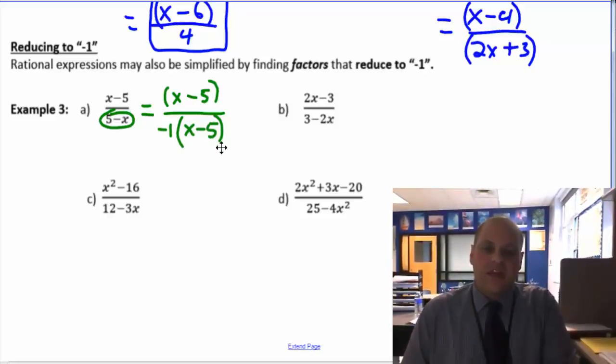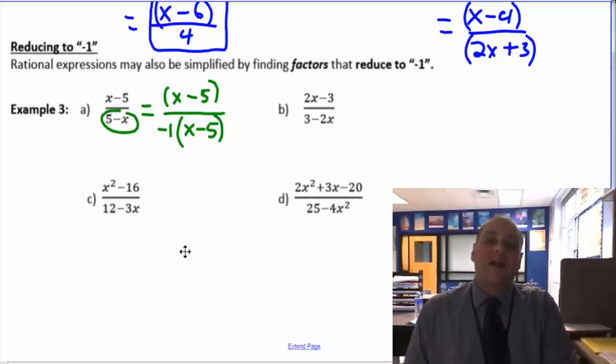Well, if I distribute that negative 1, it's negative 1 times x, which is negative x, which is what I have here. And then negative 1 times negative 5 is positive 5, which is what I have here. So that's essentially what I did: I took the negative 1 out and made it x minus 5 on the inside. And that is the exact same thing as 5 minus x.